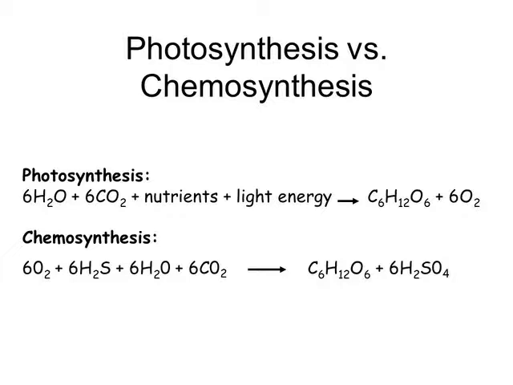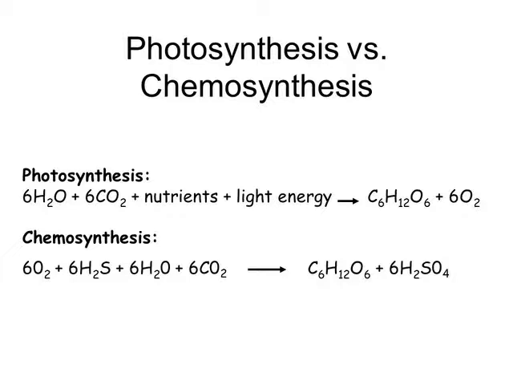So on the next slide here, you can just see the difference between photosynthesis and chemosynthesis. The top equation there is for photosynthesis. In this particular equation, you do need sunlight, which you don't have in the deep ocean. So you need water, which is H2O. You need carbon dioxide. You need nutrients, light, and sunlight, and it will give you glucose and oxygen.